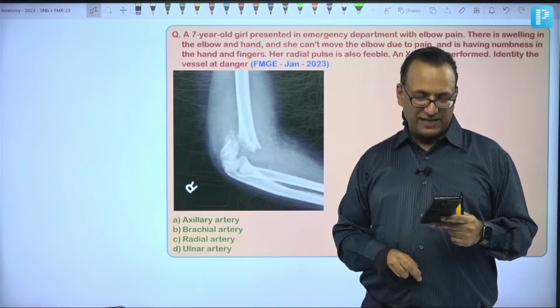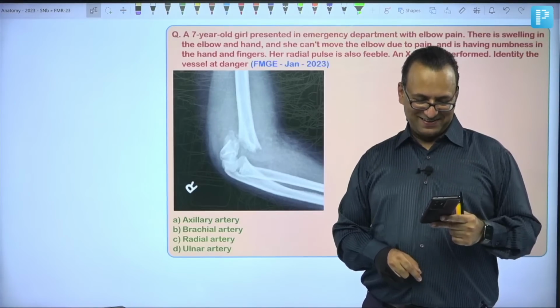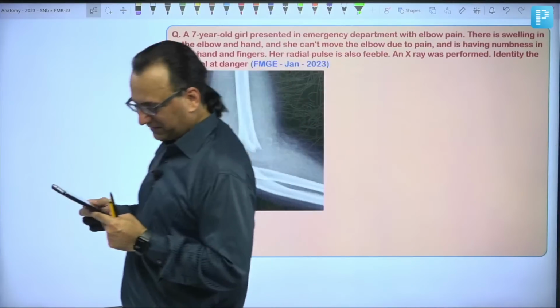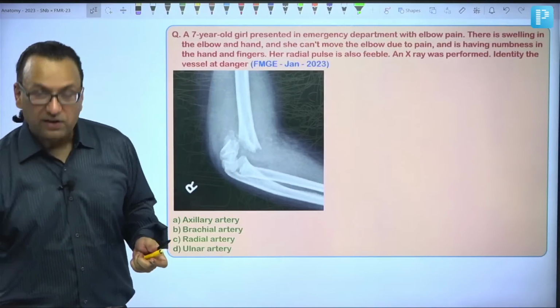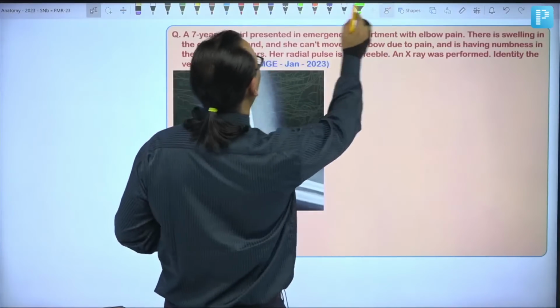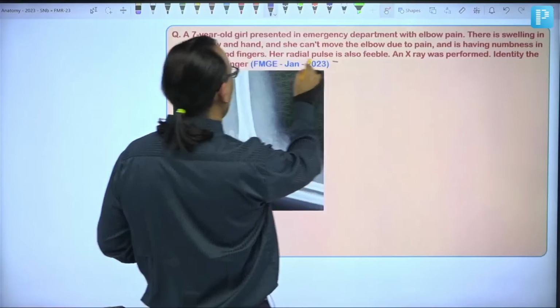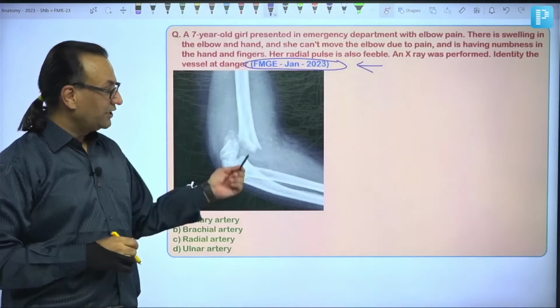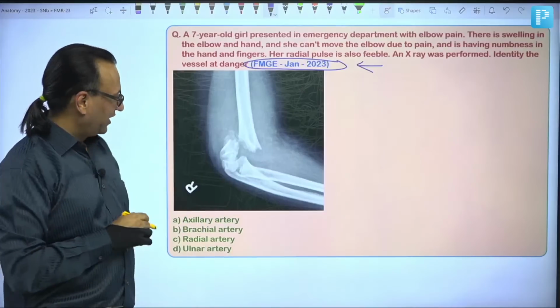You have got mnemonic, slap the lawyer, save the person. Okay, fantastic. This is your FMGE question, yes. This year only, this year. You see, January 2023. High chance of repeating itself.